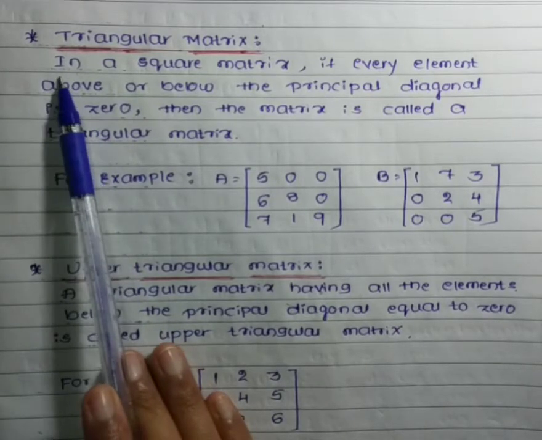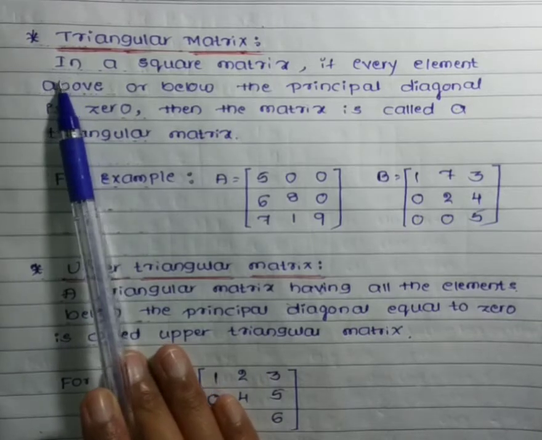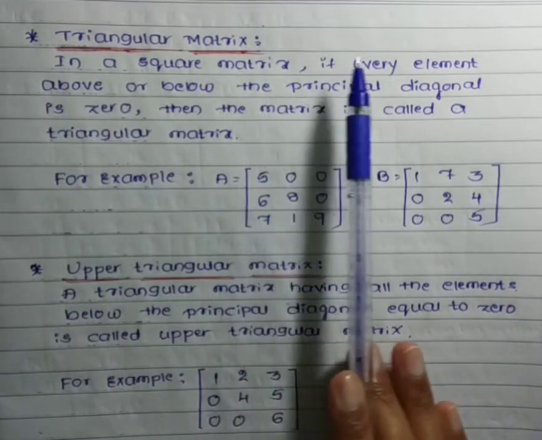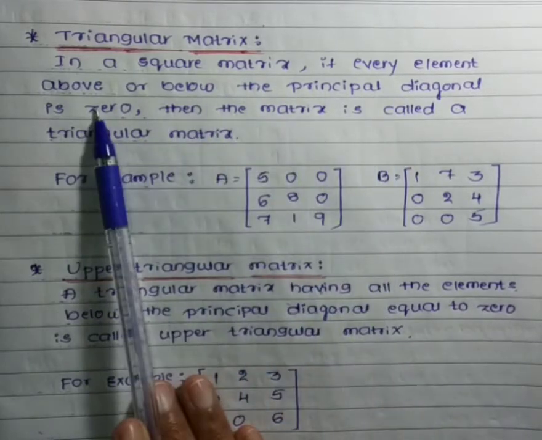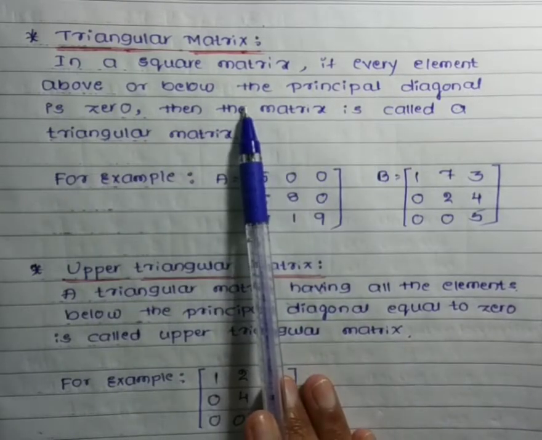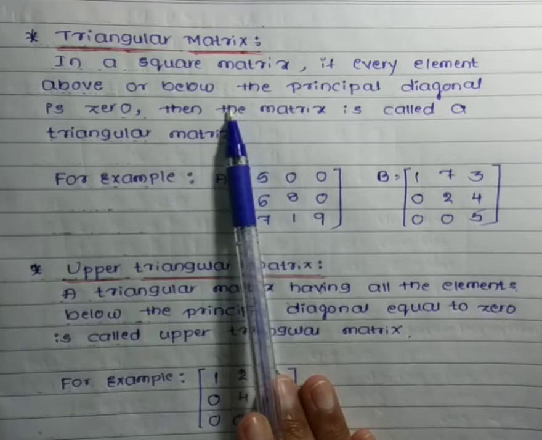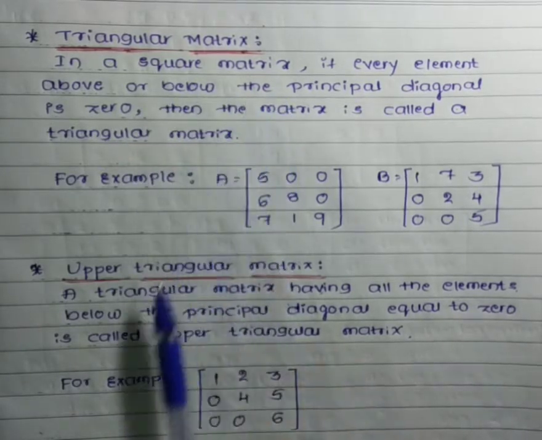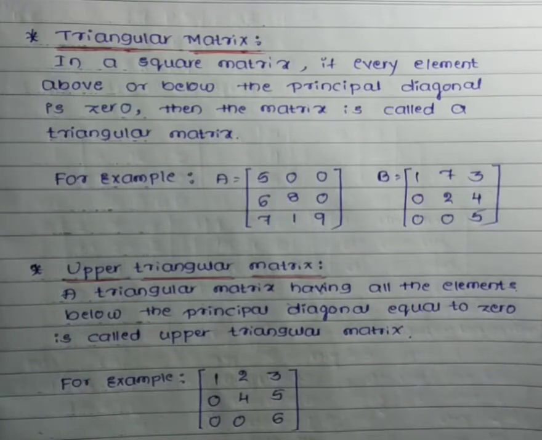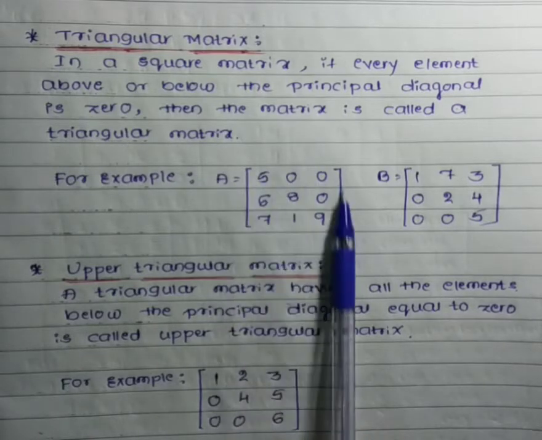So here the definition of triangular matrix is, in a square matrix, if every element above or below the principal diagonal is 0, then such matrix is called as a triangular matrix. See, here first of all, what is the meaning of square matrix? In any matrix, if number of rows and number of columns are same, then such matrices we call as a square matrix. For example, you can observe here.